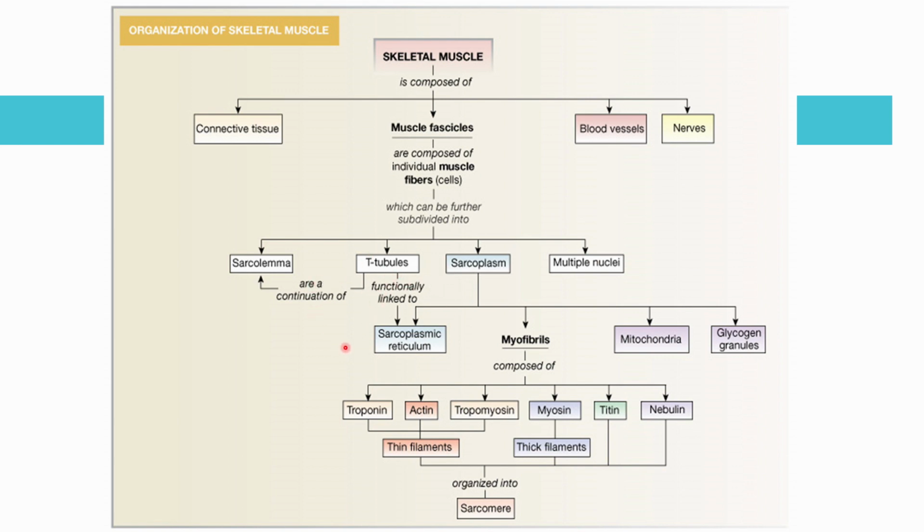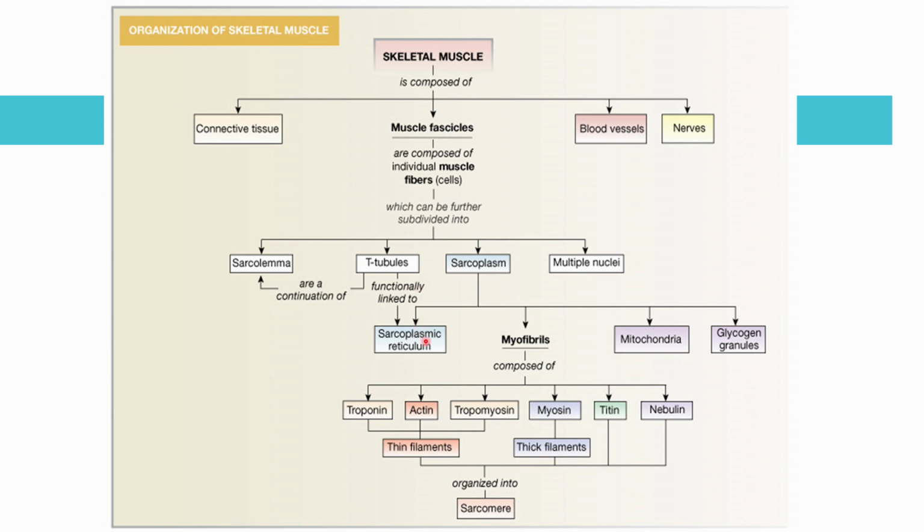So again, they're saying that the transverse tubule and the sarcolemma are together. They're actually one structure. They end up turning into a single structure, right? The transverse tubules are actually invaginations of the sarcolemma.